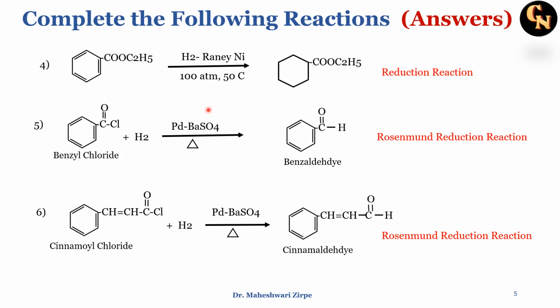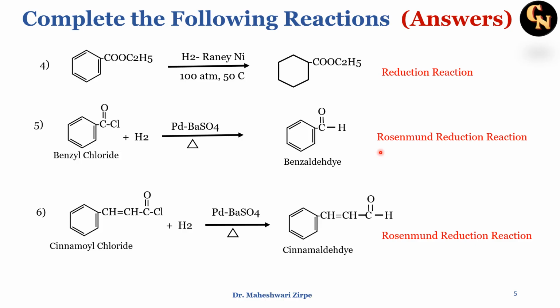So whenever you see palladium barium sulfate, children, last time I have told you that it should strike you that it is Rosenmund reduction. So basically Rosenmund reduction is used in which palladium and barium sulfate catalyst is used. So this acyl chloride or acyl halide is converted into benzaldehyde or aldehyde basically. So this group, that is COCl, is converted into CHO. So here the product which you are going to get is benzaldehyde.